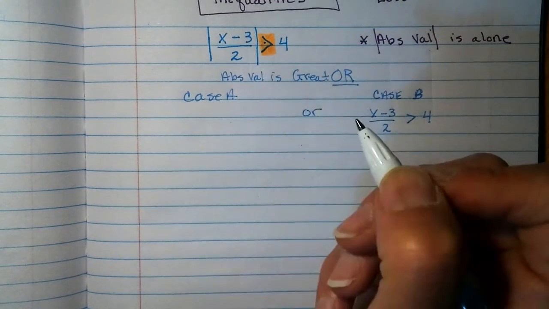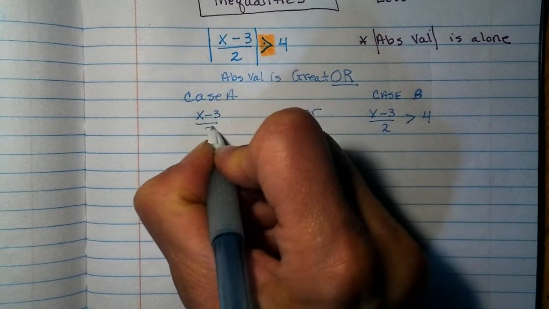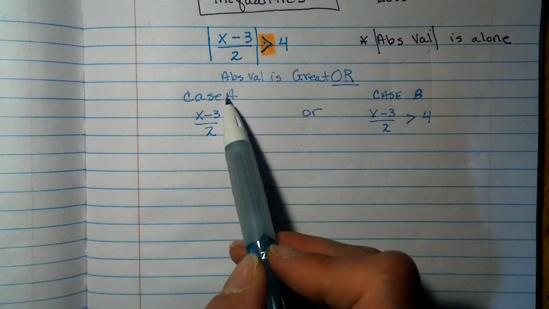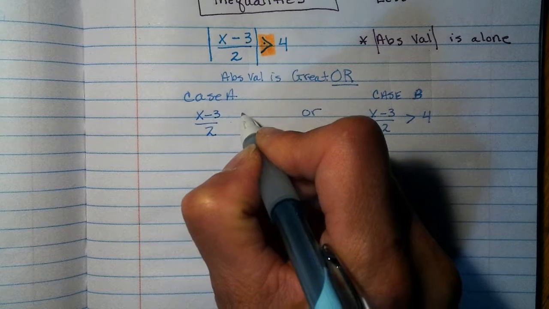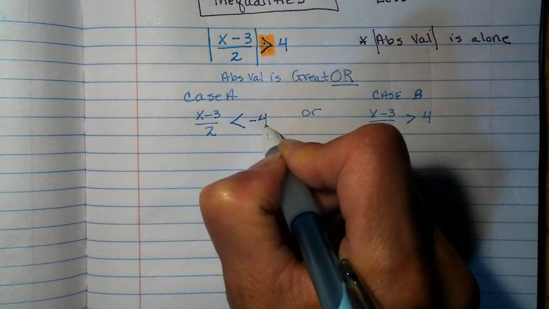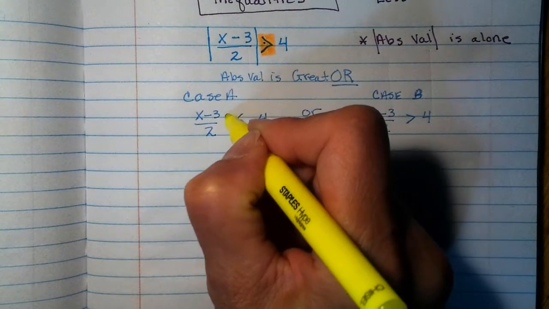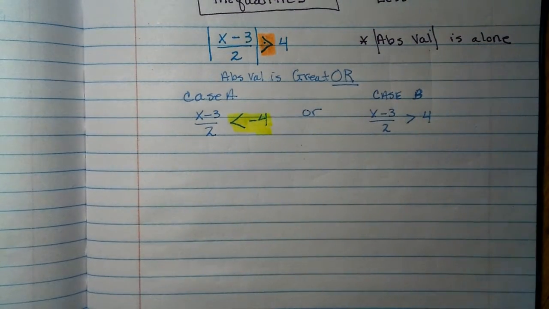I'm going to copy what's on the inside. X minus 3 divided by 2. And this is where this gets tricky. The left side I'm always changing. So I'm going to switch my inequality and make this say negative 4. That's very important, and I want you to highlight that this here is what gets changed.